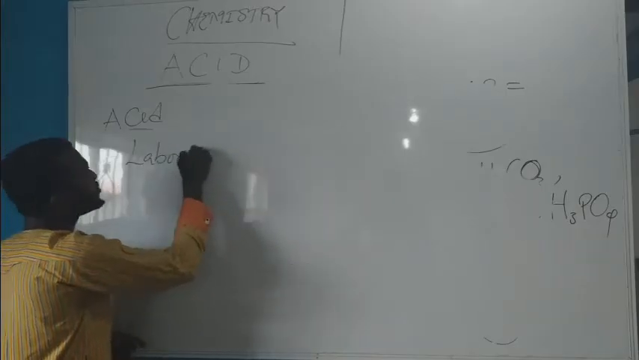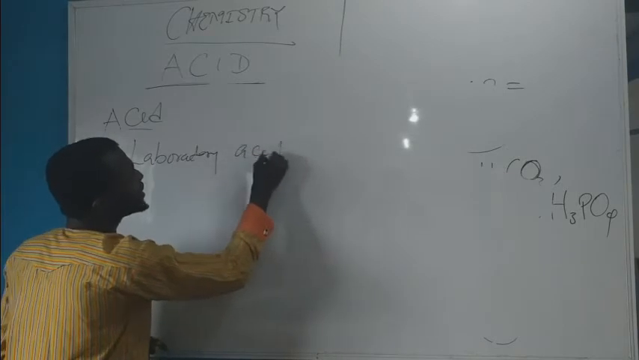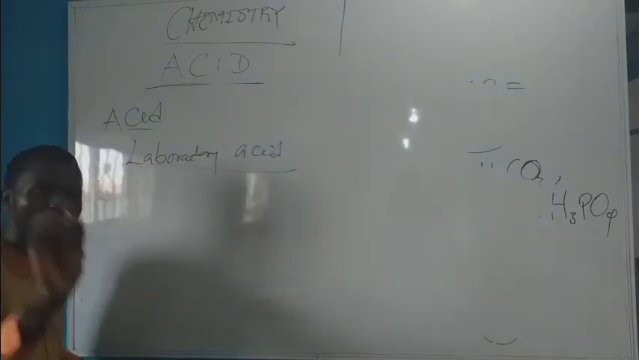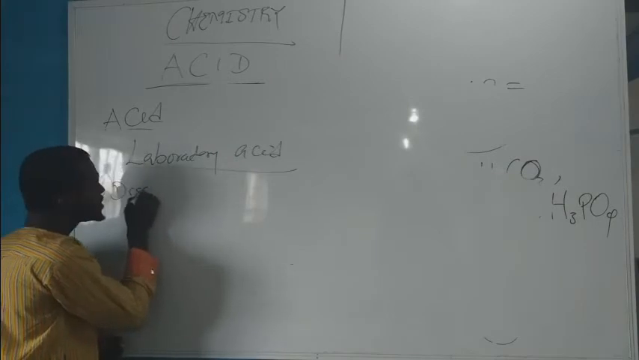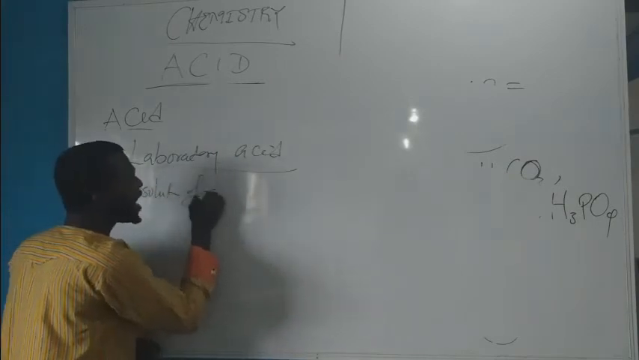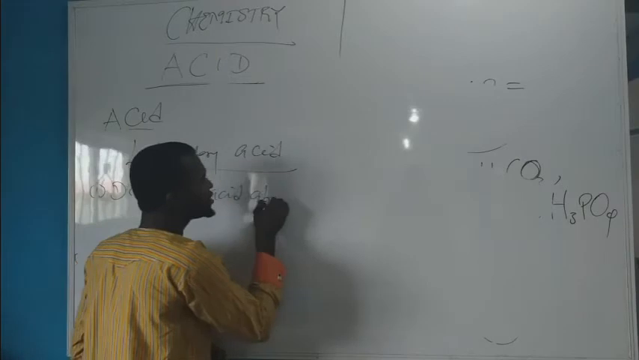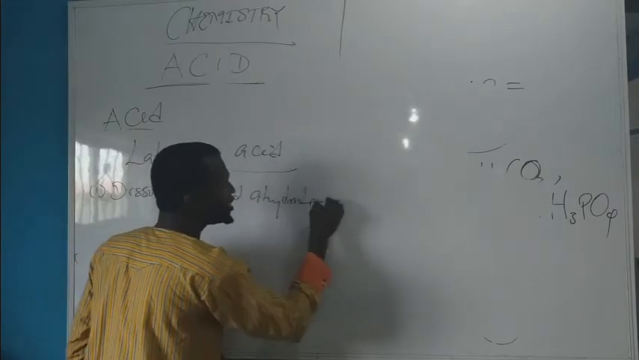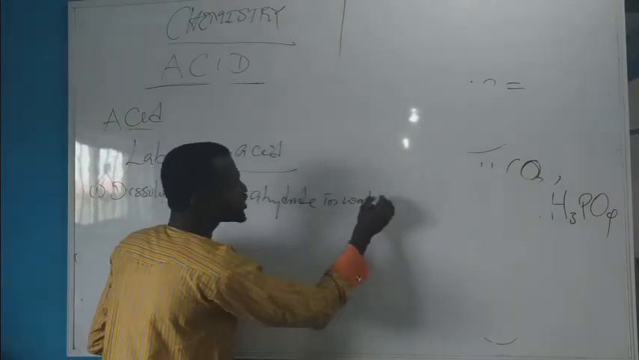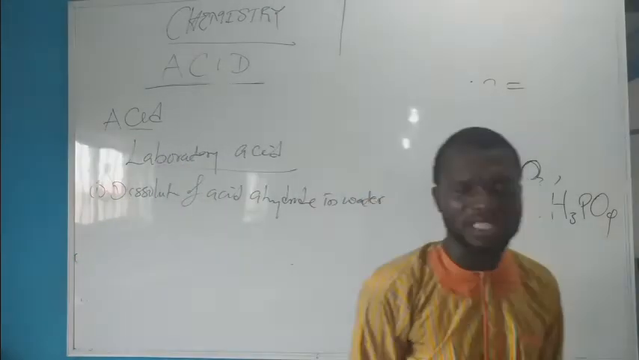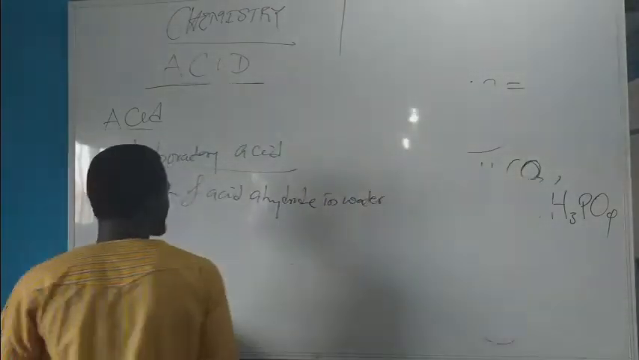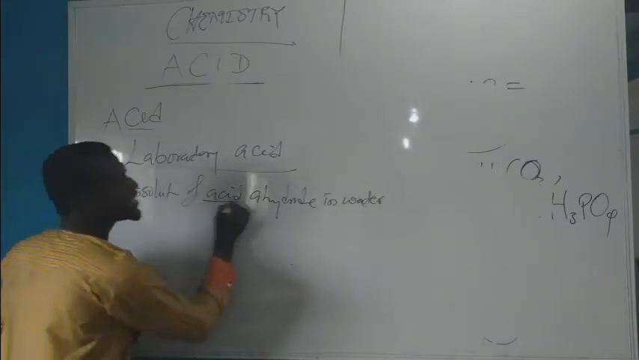Laboratory preparation of what? Acid. Now, in case you're asked laboratory preparation, here is a short way to know that. First is dissolution, simply dissolution of acid anhydride, dissolution of acid anhydride in what? In water. But some students find it difficult to articulate this expression, dissolution of acid anhydride in water. But a very simple way to do that is, now first, what is acid anhydride?